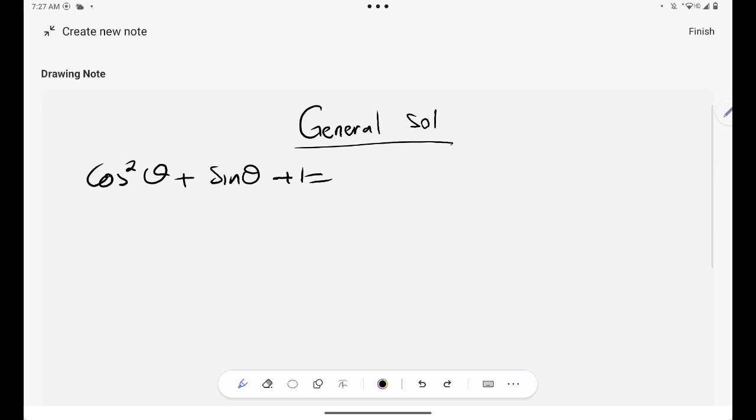Here the first step is to change everything into one trig ratio, because we have sine, which you cannot do anything about, but we can change cos squared theta in terms of sine. So we can write this as 1 minus sine squared theta. Then we continue with plus sine theta plus 1. This is equal to 0. Are you together? And then now we must write this equation into standard form.